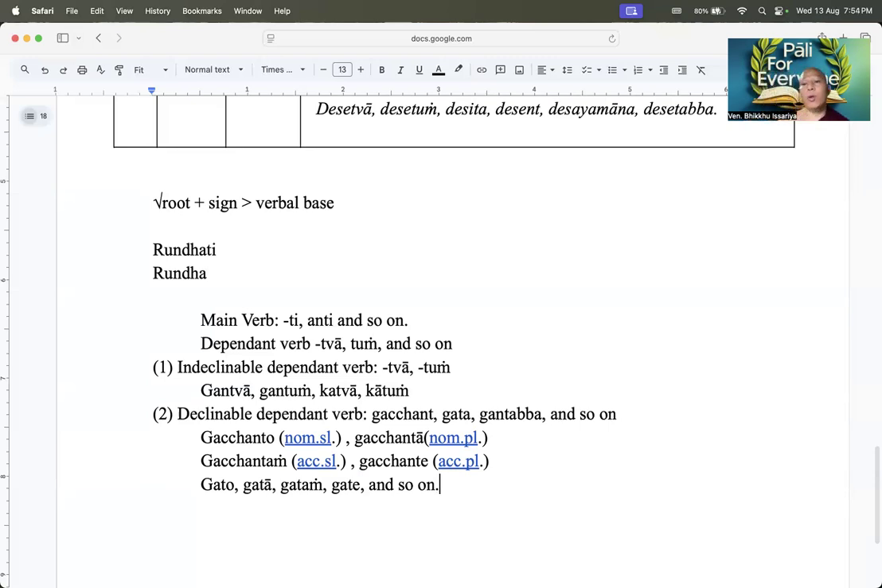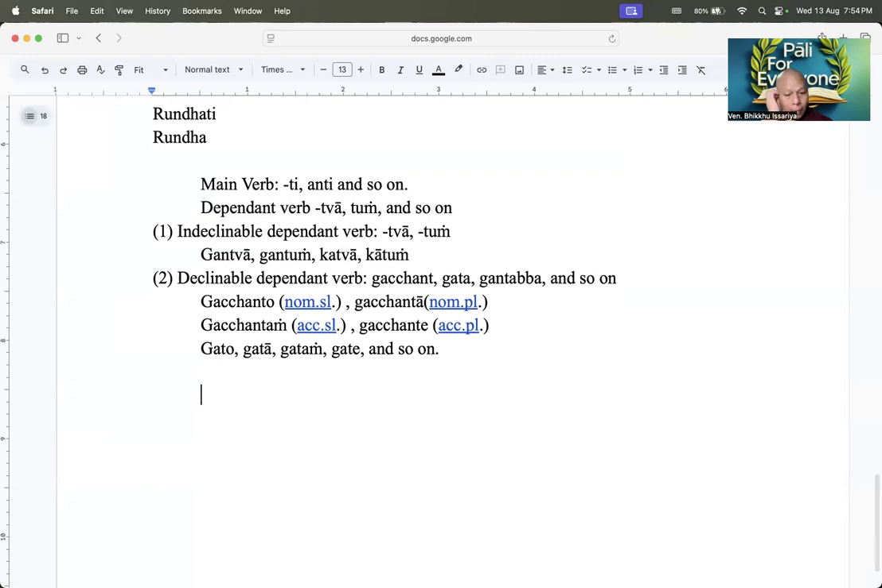But there is one more important point we need to notice. For example, one sentence: nagaran gachami. Nagaran is the object of gachami. I go to the town.